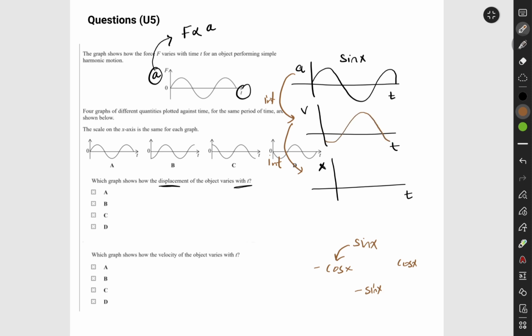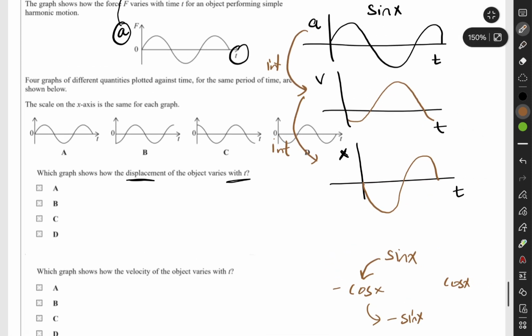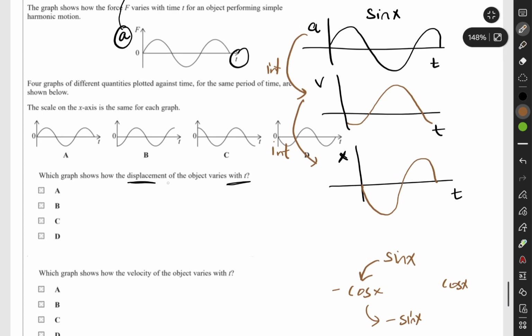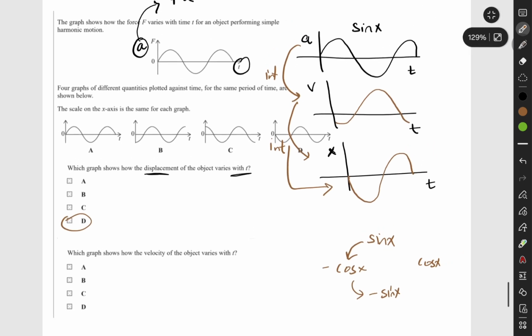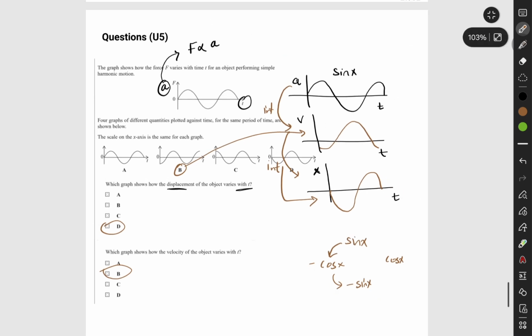So it will be something like this. And then your minus cos x is going to give you minus sine x. You integrate again. So that's going to be something like this. Basically the sine x graph but flipped. Okay, so we can easily do this now. So part A is asking us the displacement time graph. So that's going to be graph number D. Notice graph number D, it matches this graph. So it's going to be D. And velocity time graph is going to be B. It matches B. So that's going to be that. So I hope that's clear.